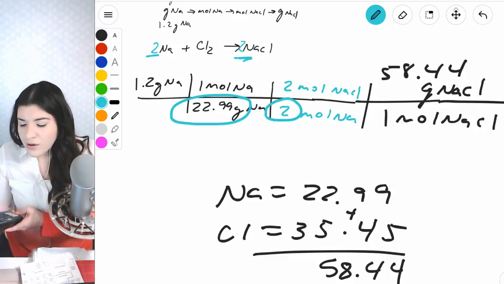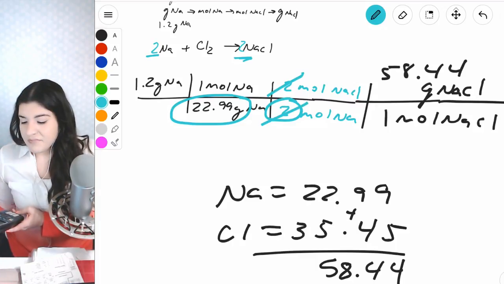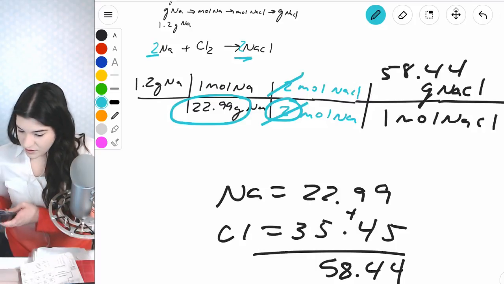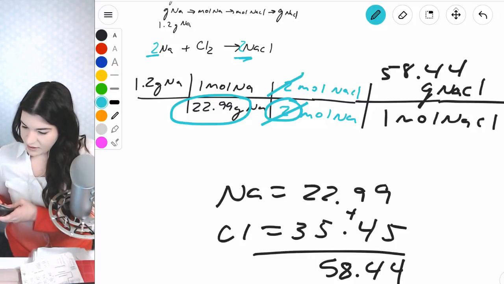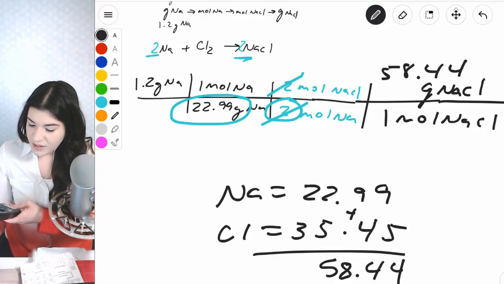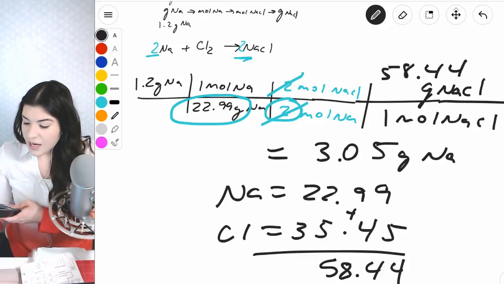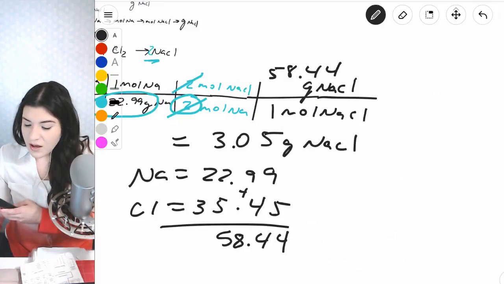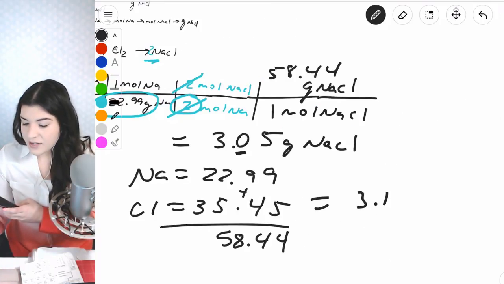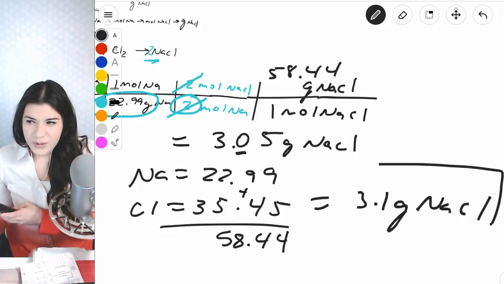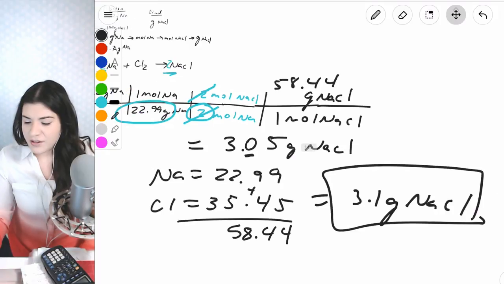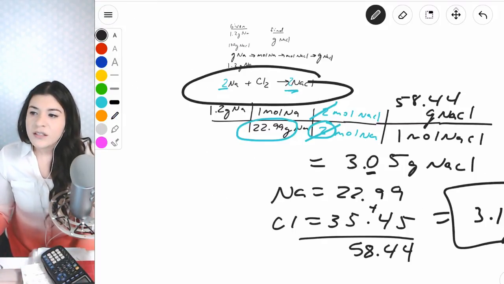22.99 times 2. You can do that, or you could even just cancel out these 2 since they divide and turn into 1. And I'll multiply this out. This would have been 3.05 grams of NaCl, and I would have rounded up just because we start off with 2 sig figs, so this would round up to 3.1 grams of NaCl. That would have been it. Cool. So that's the main thing. The main thing was just focusing on what your balanced equation is.